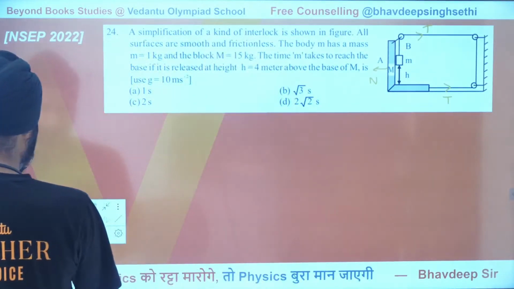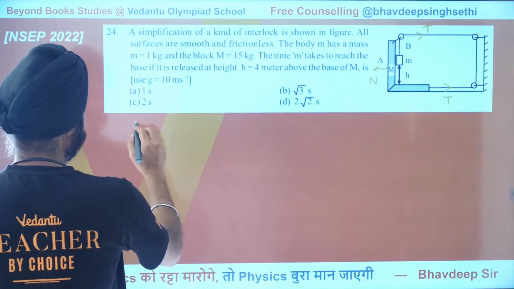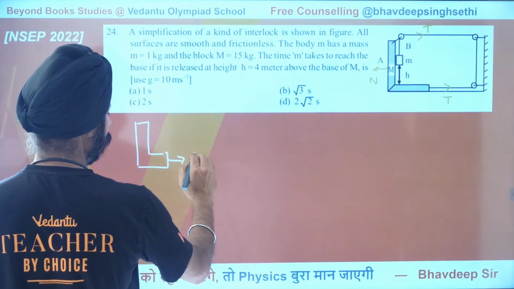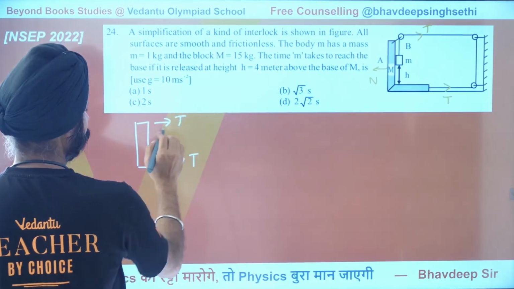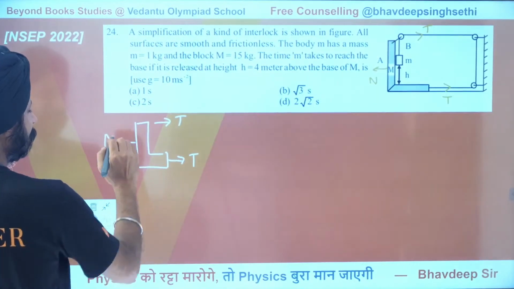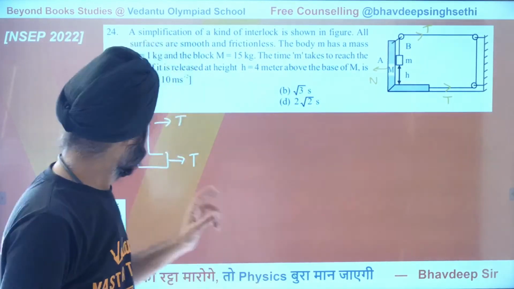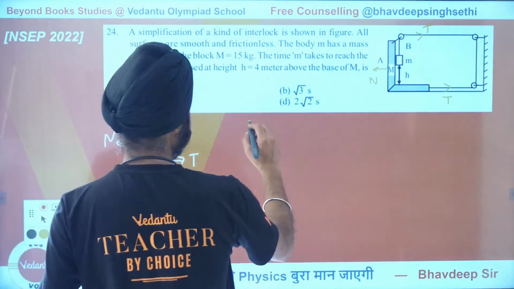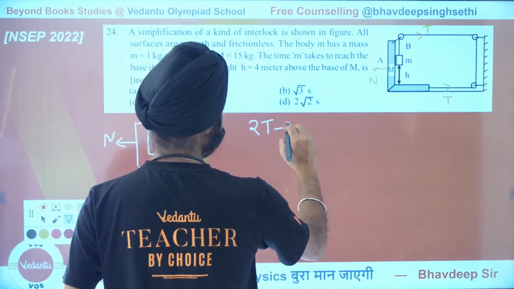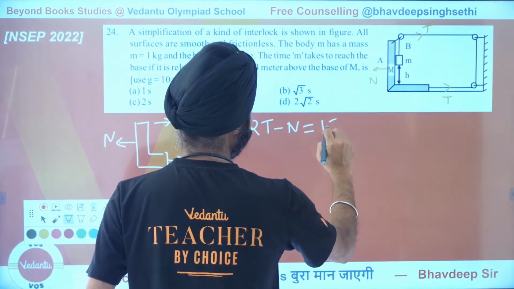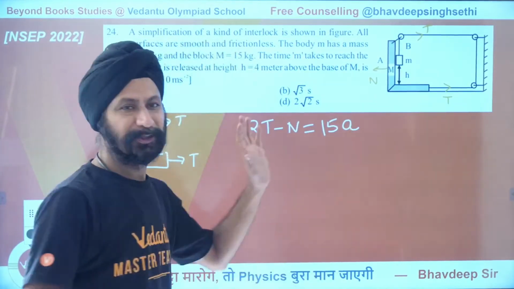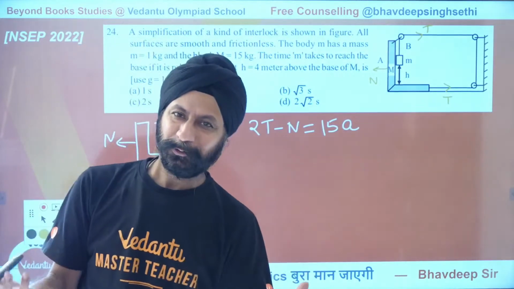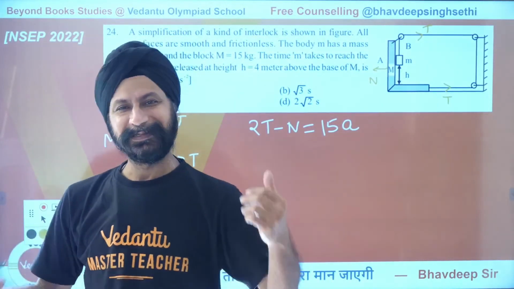So if we were to draw the free body diagrams, they would look something like this. For the frame, there is a tension here, and there is a tension here, and there is a backwards normal force. This is the free body diagram of this frame, and it's moving forward. So I can say 2T minus N is providing mass times acceleration. Acceleration is a, mass is 15. That's my equation here. I do not know T, I do not know N, I do not know a. There are three variables. I need two more equations.